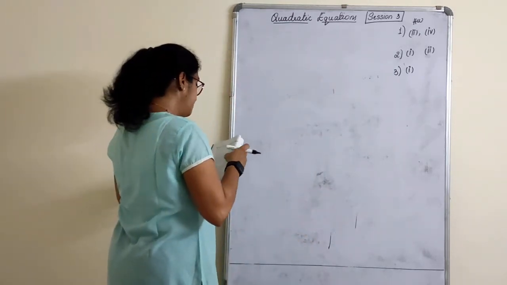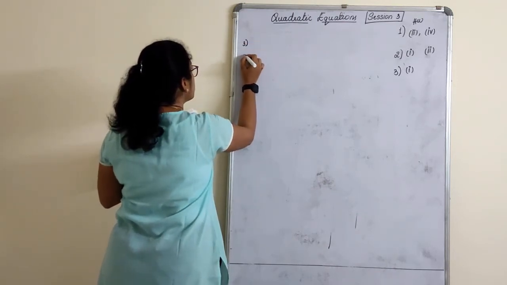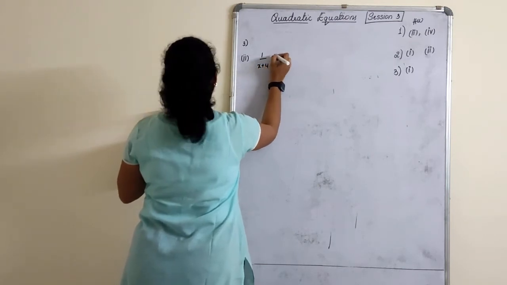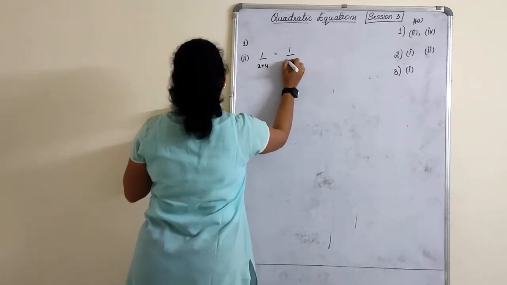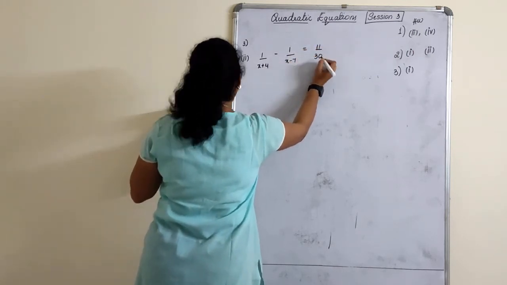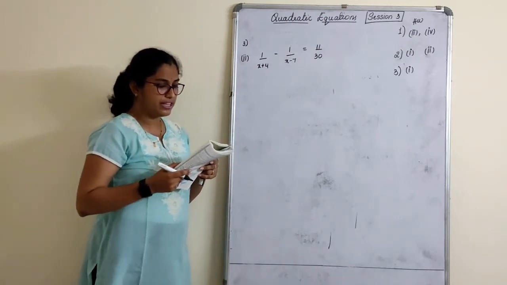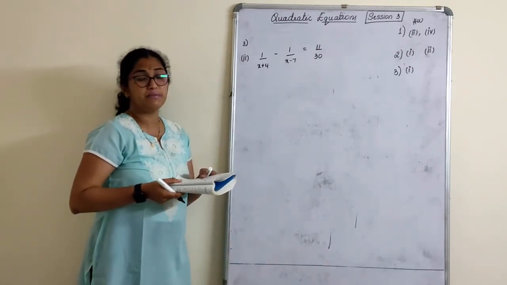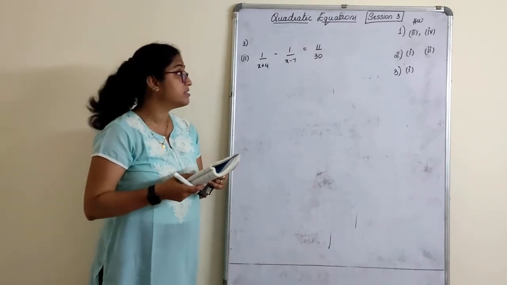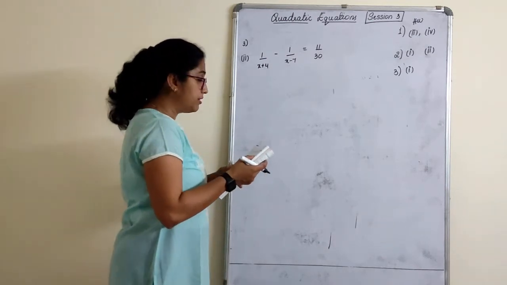Second one here. 1 upon x plus 4 minus 1 upon x minus 7 is equal to 11 by 30, x not equal to minus 4 and 7. Why? Because if x is equal to minus 4, the denominator will become 0. Same as if x is equal to 7. It's just given. We cannot get the answer as x equal to minus 4 and 7. That's the meaning. So don't break your head much on that.